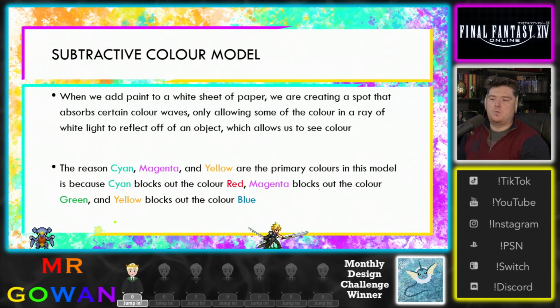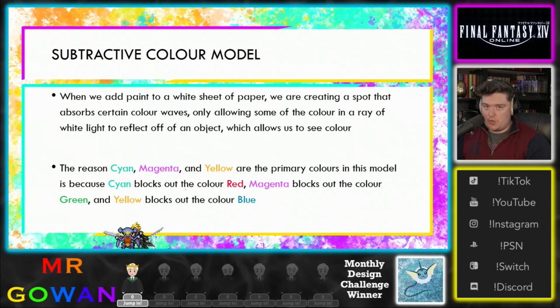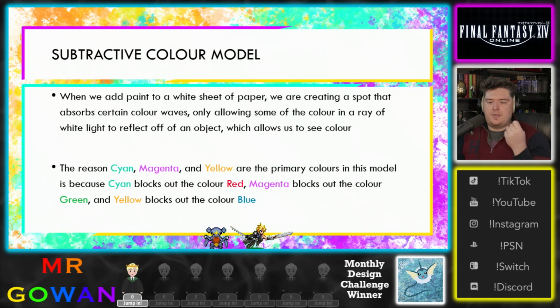When we add paint to a white sheet of paper, we are creating a spot that absorbs certain color waves, and we are only allowing some of the color in a ray of white light to reflect off of an object, which then allows us to see color. So the really important part here is that, remember in the additive color model, we're isolating specific colors, the ones that we have in our eyes, which are red, blue, and green. We're isolating red so that we have pure red, literally nothing else, just red. We're isolating blue, so we have just blue, and we're isolating green, so we have just green.